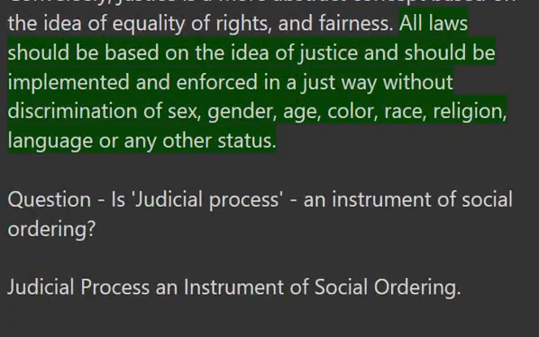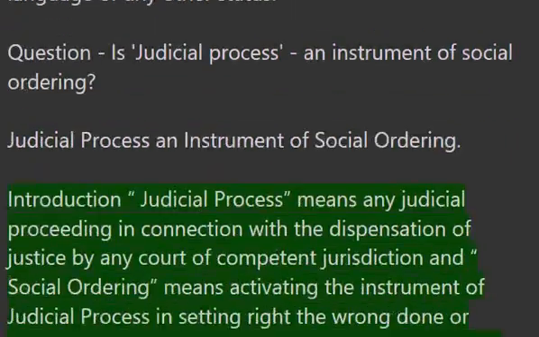All laws should be based on the idea of justice and should be implemented and enforced in a just way, without discrimination of sex, gender, age, color, race, religion, language or any other status. Question: is judicial process an instrument of social ordering? Judicial process, an instrument of social ordering.